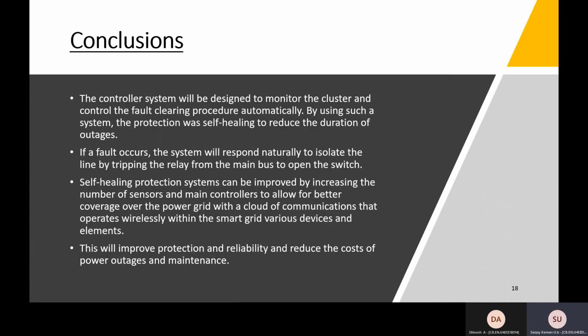Now coming to the conclusion, basically we will have a controller system that is designed to monitor all those fault clearing mechanisms. If a fault occurs, the system will respond automatically to isolate the line by tripping the relay from the main bus to open the switch. So the self-healing protection system can be improved by increasing the number of sensors and the main controllers present in the grid. This will improve the reliability and protection of the grid and reduce the cost of power outages and maintenance.